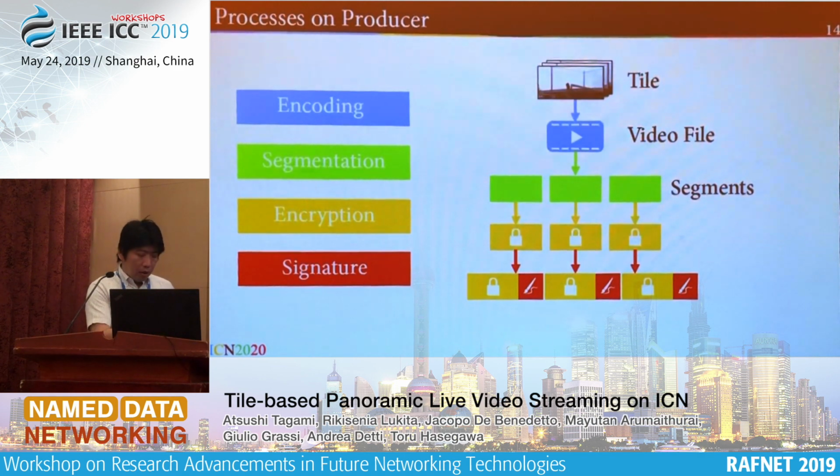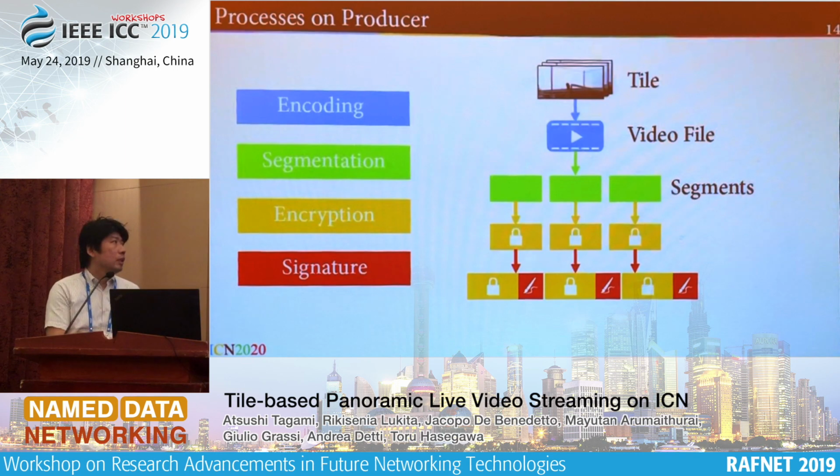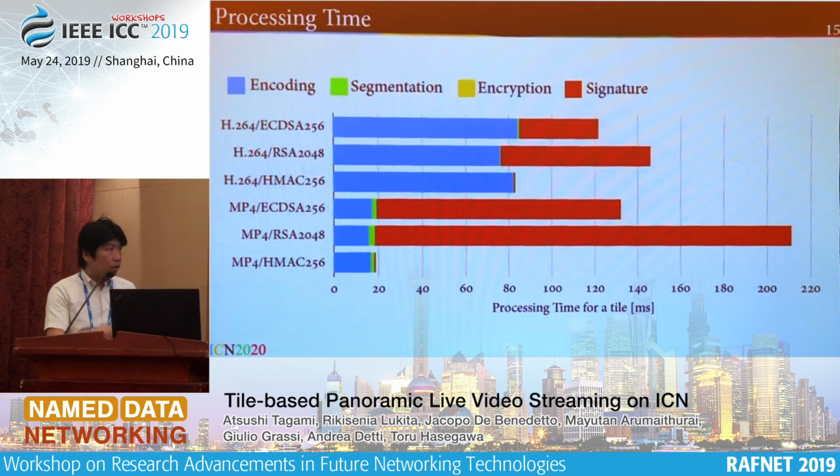Our system scheme is: first, capture a video frame, and the producer encodes the frame to a video file. Then we divide the file into segments with the size of an ICN data packet, encrypt each segment by AES, and a signature is assigned to each packet using RSA or something similar. We measure this for process time.